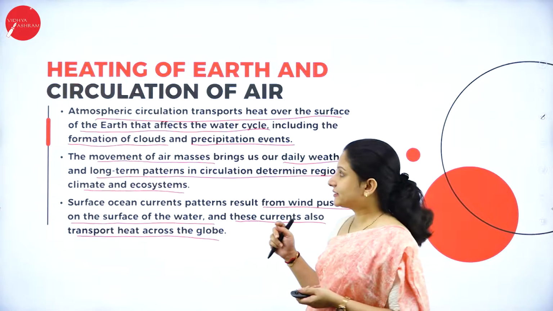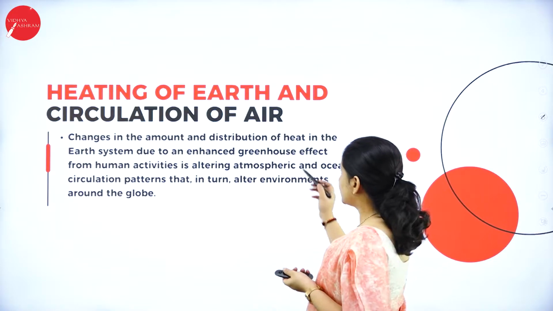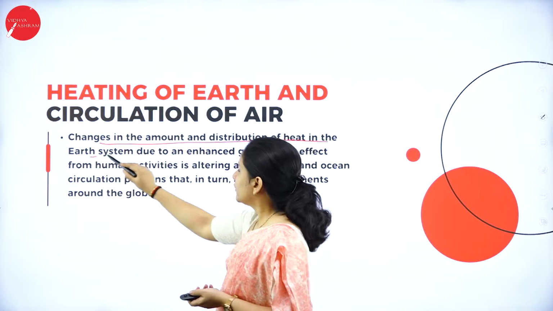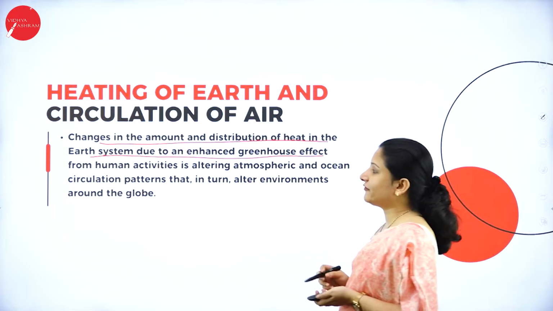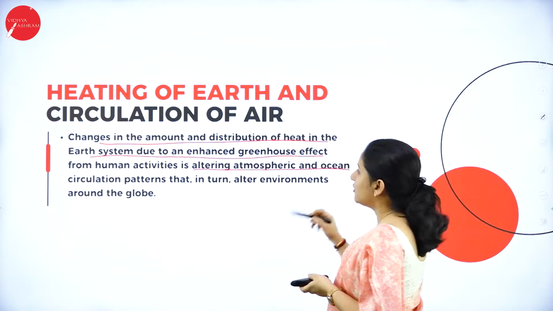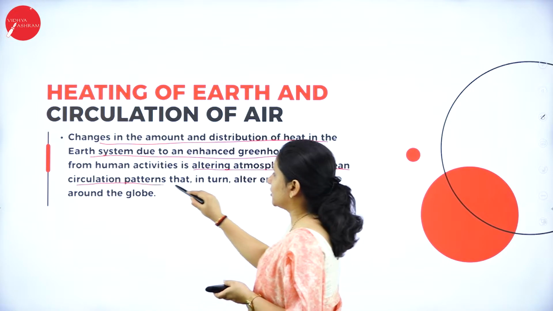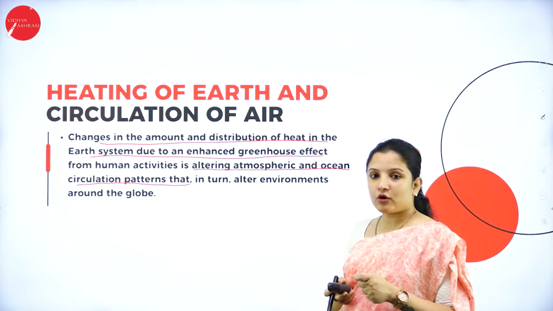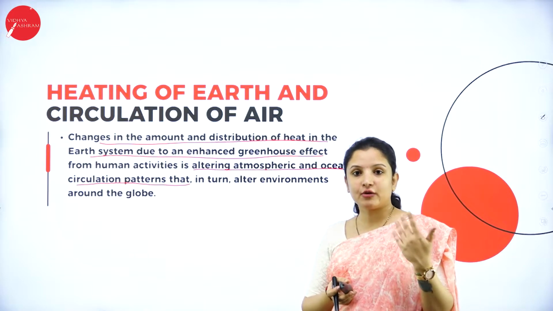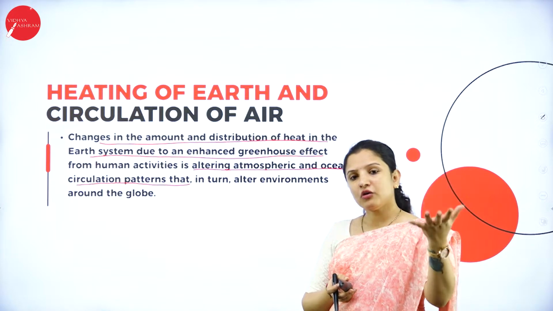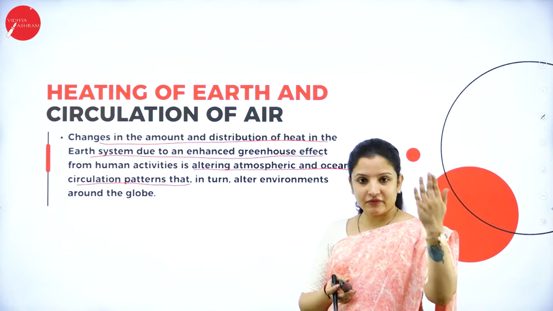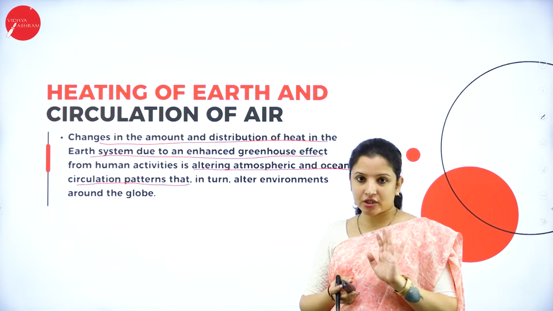So changes in the amount and distribution of heat in the earth system due to an enhanced greenhouse effect from human activities is altering the atmospheric and ocean circulation pattern. Why? Because normally, if there is less pollution, that is, fewer greenhouse gases in the atmosphere, how much heat should be absorbed and how much heat should be given back, all that will be a natural process.